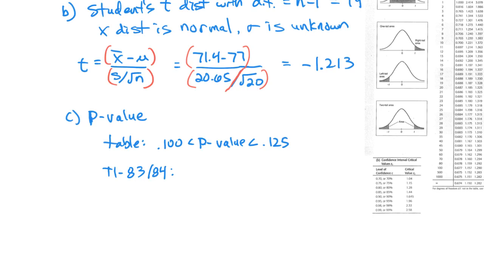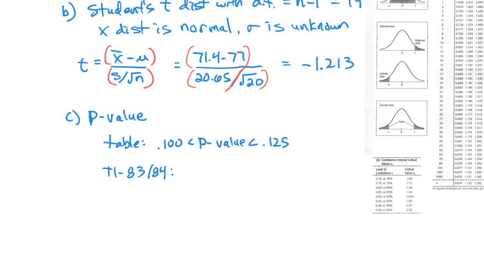And so we can get a lot more precision if we have the calculator. So using the calculator, it's going to be very similar to what we did before when we were finding the p-value using z-scores. So remember on the calculator we used normal CDF? Well, this time we're going to use something just like it, but it's called TCDF.